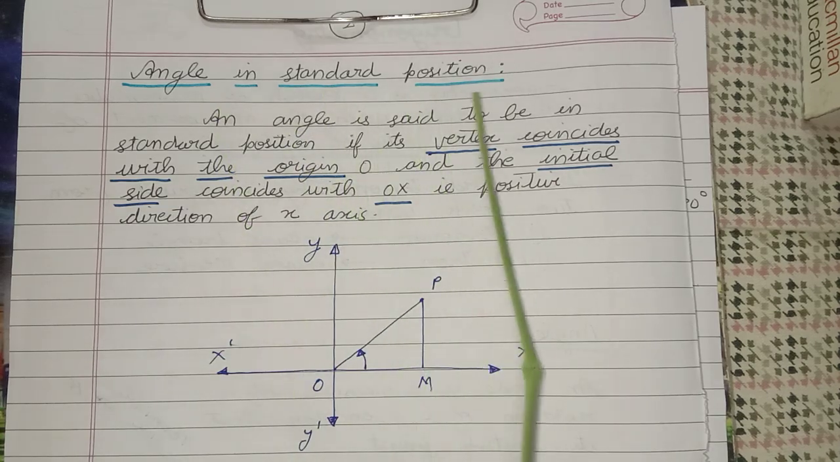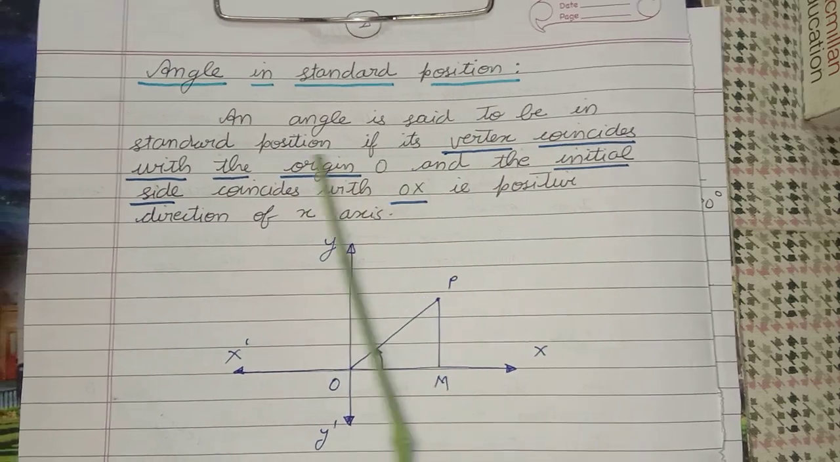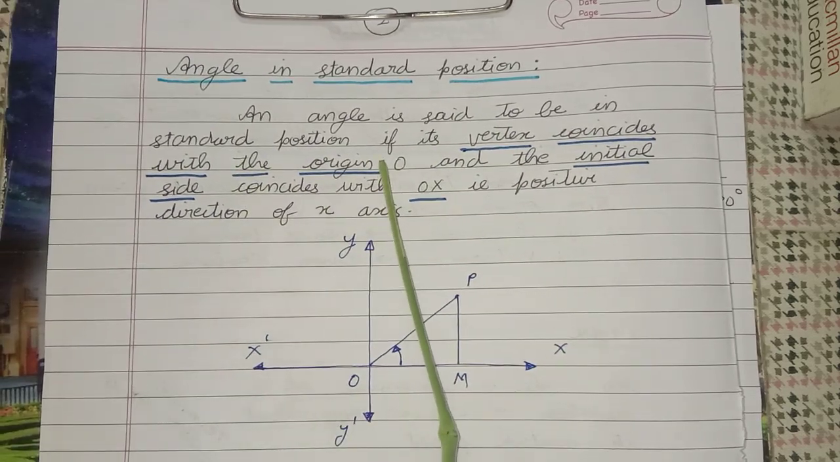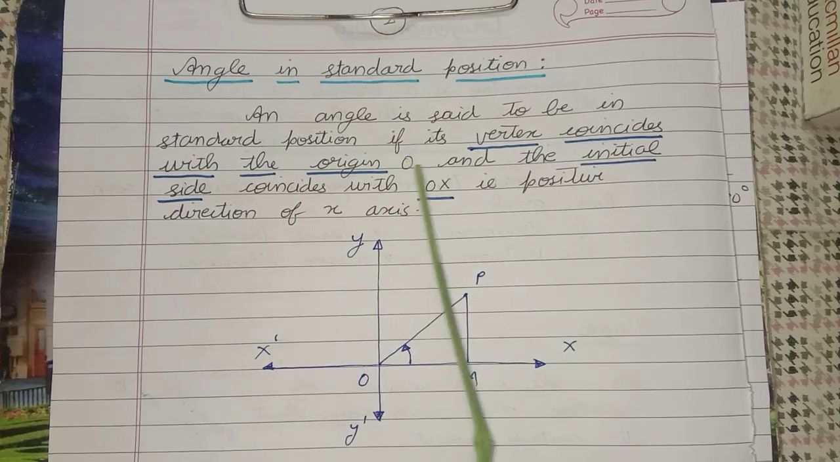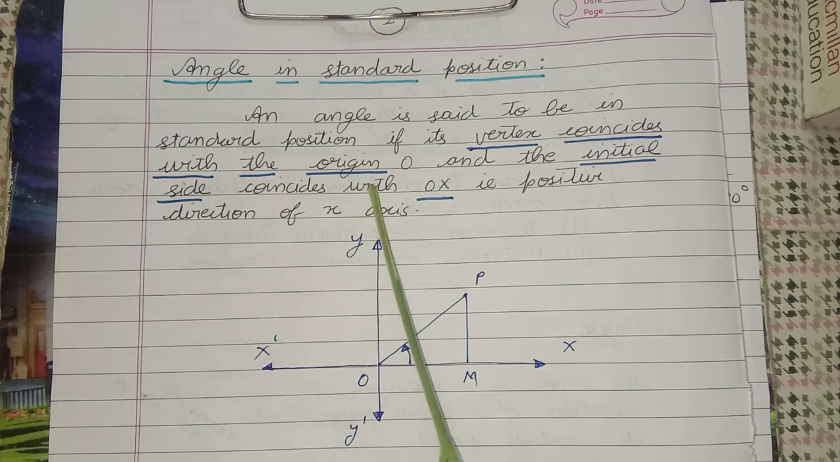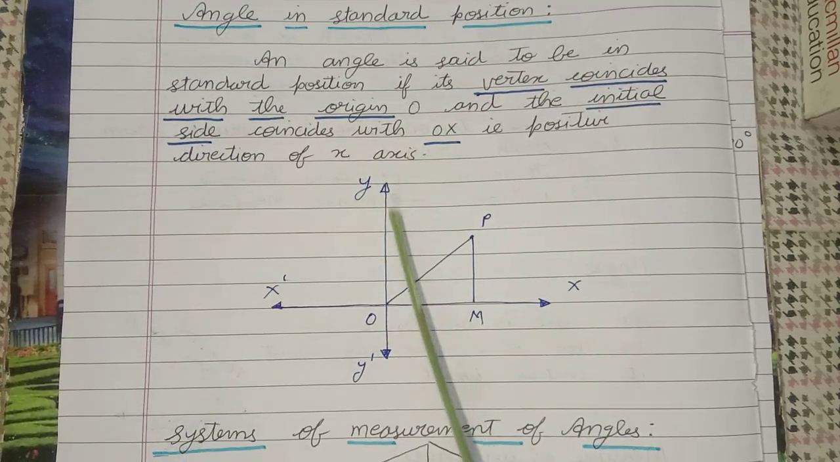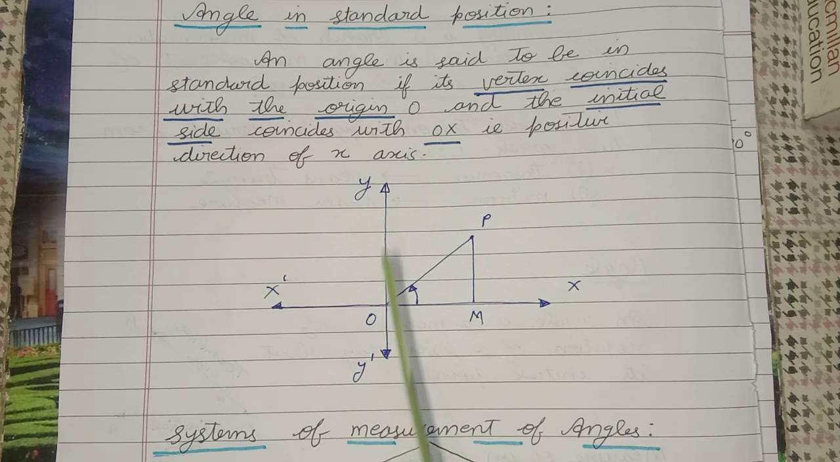Angle in standard position. An angle is said to be in standard position if its vertex coincides with the origin O. Look at this figure. I have drawn two axes, that is x'x and y'y.